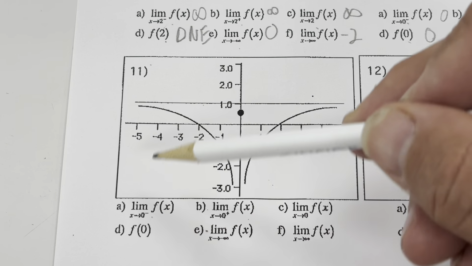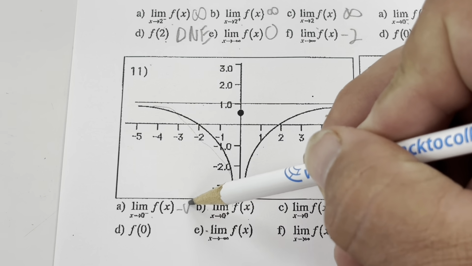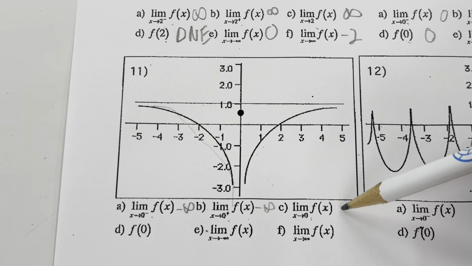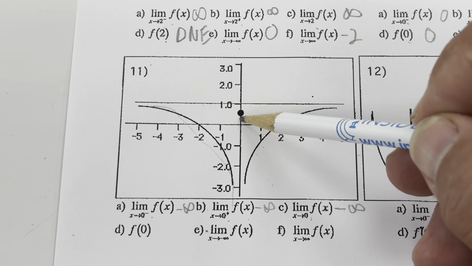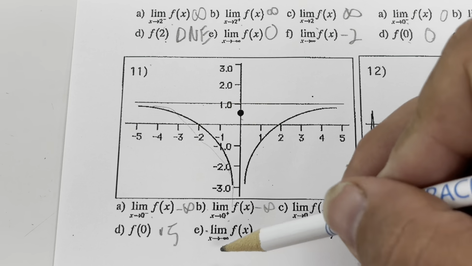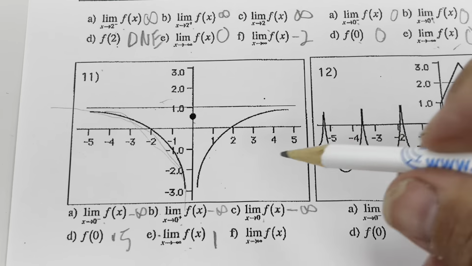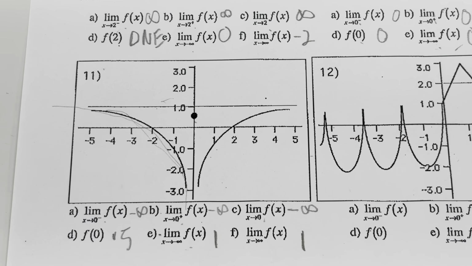Limit as x approaches 0 from the left is negative infinity. As it approaches 0 from the right, that's negative infinity. So 0 from both sides would be negative infinity. It goes down for all of them. F of 0 will be 0.5. Limit as x goes to the left, negative infinity, would be the horizontal asymptote of 1. To the right would be the horizontal asymptote of 1 as well.